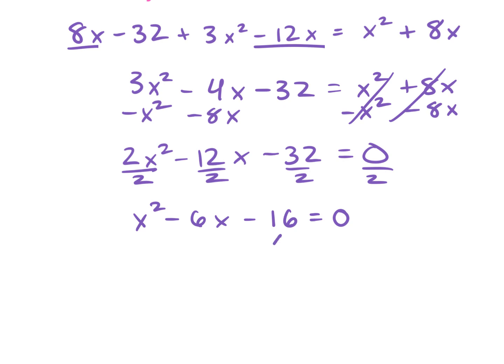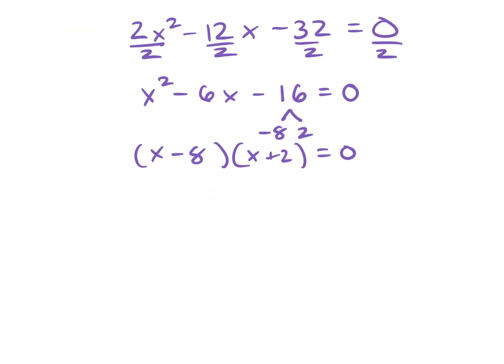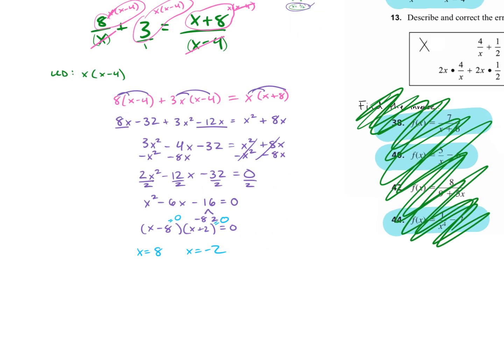What are two factors of negative 16 that add to negative 6? Negative 8 and positive 2. So what would we write next? X minus 8 and x plus 2. What's next? Set them both equal to 0. So x is equal to 8 and negative 2. What do we have to do next? Check them. Let's plug them back in.